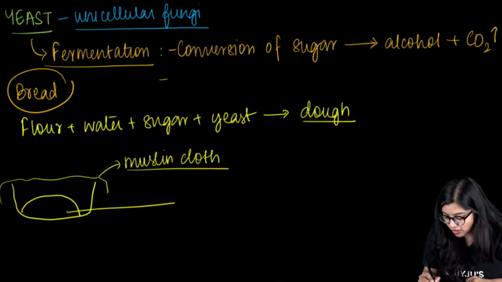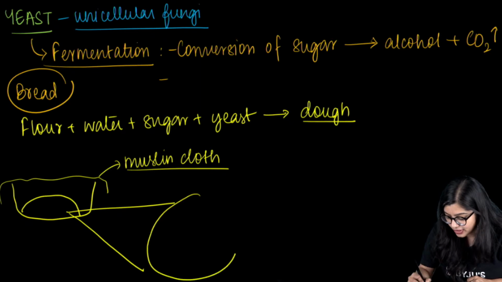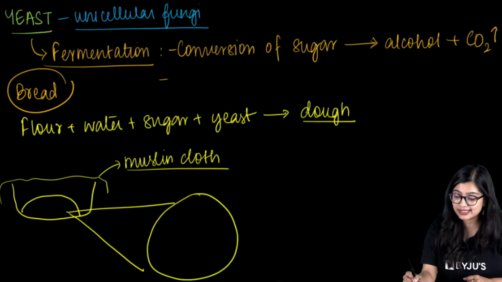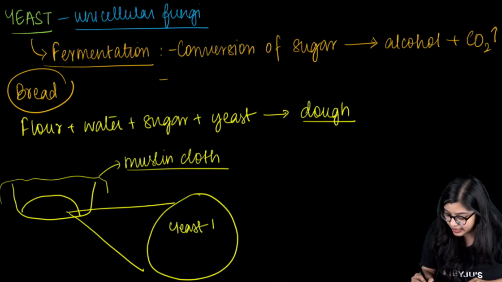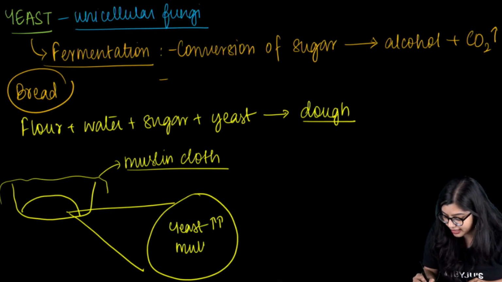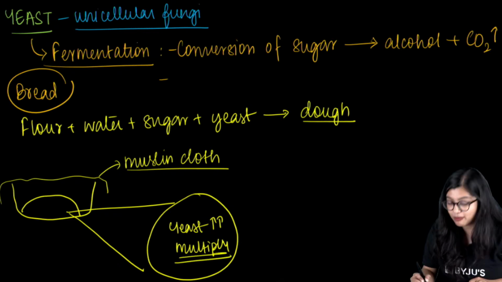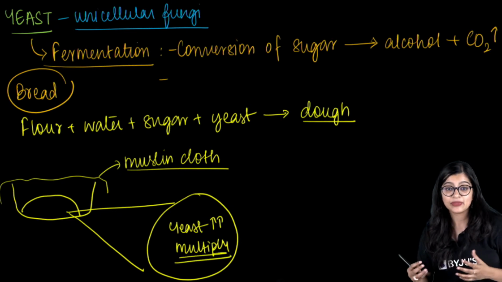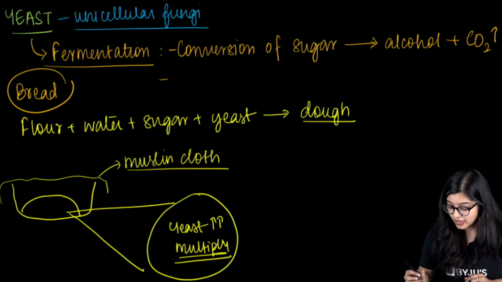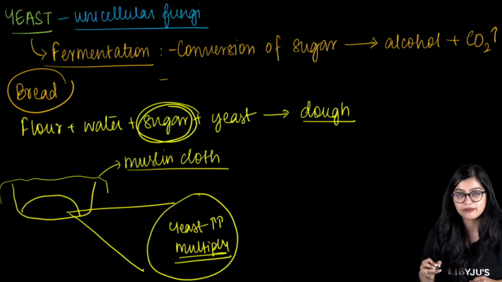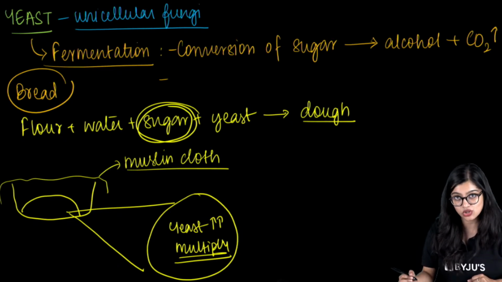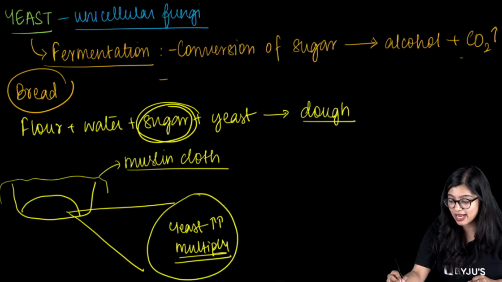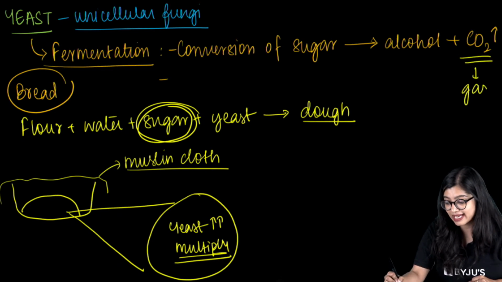Now inside, let us see what is going to happen. Your yeast is there and your sugar is there. Your yeast is going to multiply and make more of itself. When it makes more of itself, it will utilize all of this sugar and convert it into alcohol. Now carbon dioxide is also getting produced. What is carbon dioxide? Carbon dioxide is a gas.